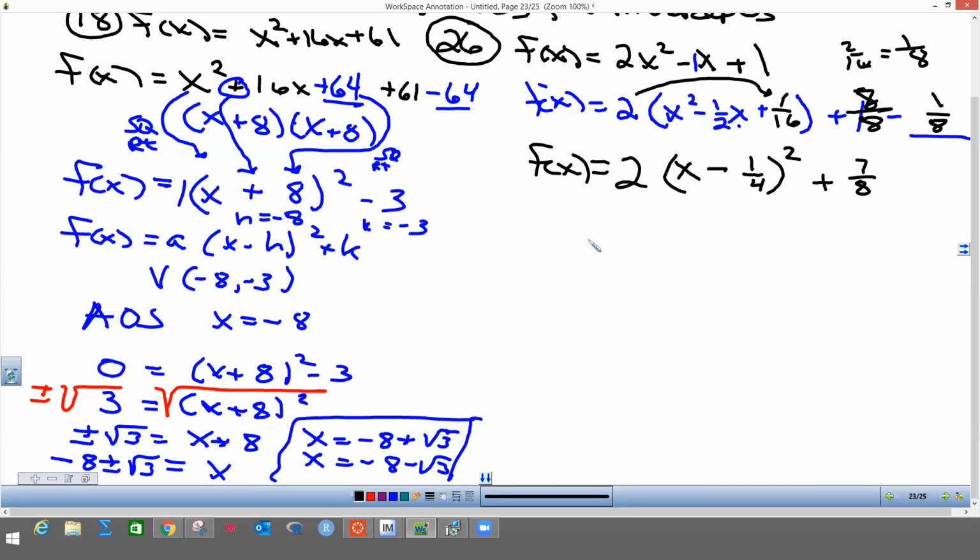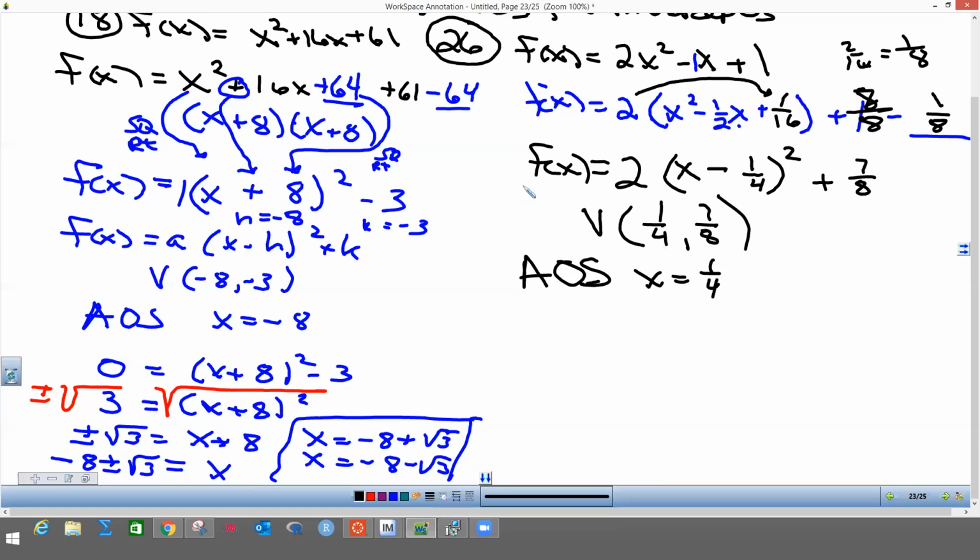Now, this is very hard. So right now, I can get my vertex. My vertex is the opposite of this. So that's a minus in there, so it's a positive here. And you keep this one the same. So this is 7/8. So there's your vertex. Your axis of symmetry is always x equals whatever that x is.